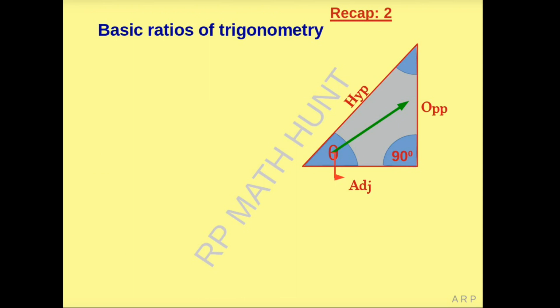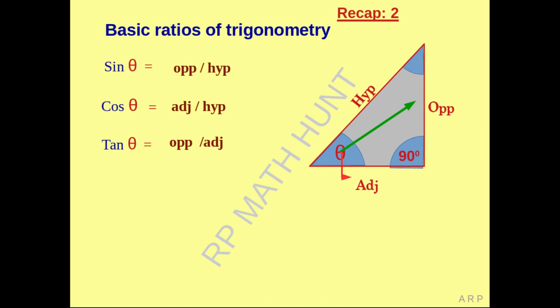Once again, sin theta. We replaced angle A with theta. Sin theta is equal to opposite by hypotenuse. Cos theta is equal to adjacent by hypotenuse. Tan theta is equal to opposite by adjacent.